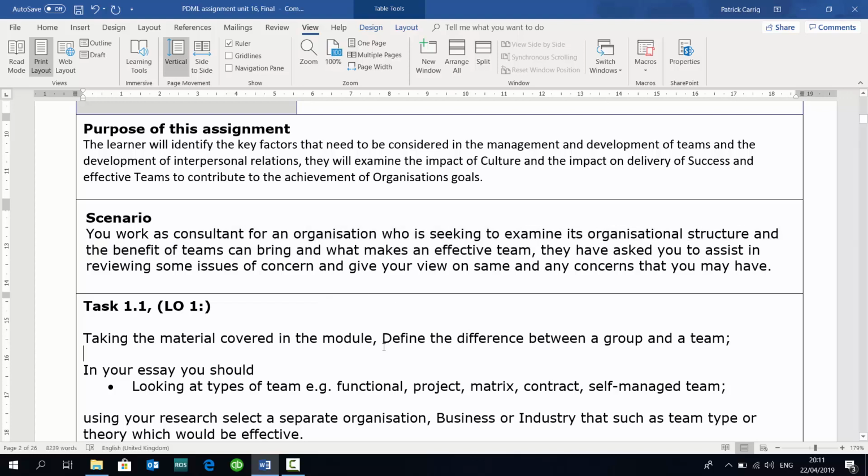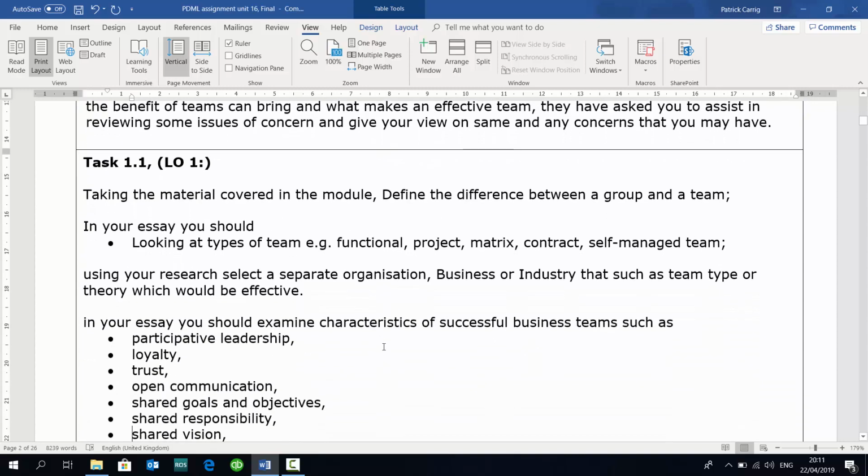So we're going to take the course-covered module and define the difference between a group and a team. A group is any collection of people brought together, whereas a team has a definition, a purpose, a drive, something that is actually expected of them. We look at a functional team, like an accounts department or a marketing department, organised around a function or an area of duty.